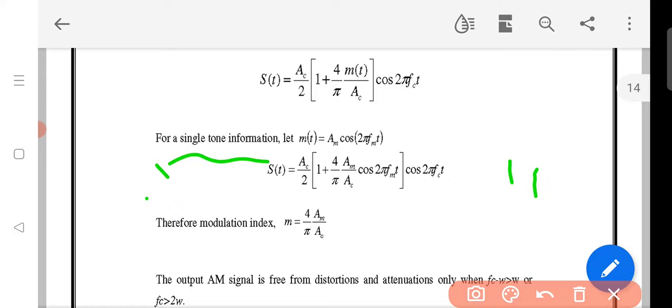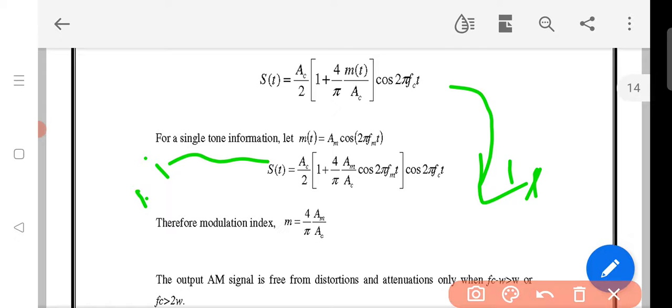It is similar to amplitude modulation, the basic standard equation is equal to the single tone information. The single tone information is not a separate topic. It is similar to the definition of AM, the equation and modulation index in that scenario. Here consider m of t equal to Em cos 2 pi fm t. It means a single message signal is present. That is meant by the single tone information. So then this equation is like this: Ac by 2 into 1 plus 4 Am by pi Ac cos 2 pi fmt cos 2 pi fct.